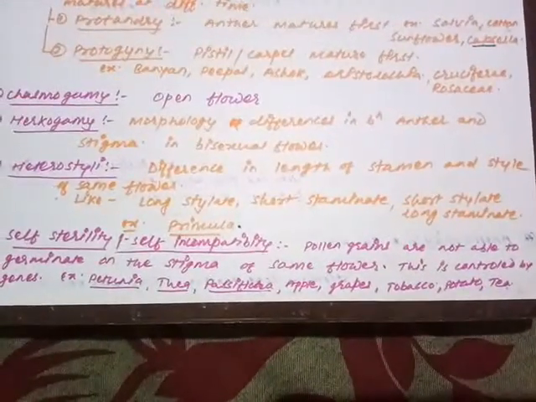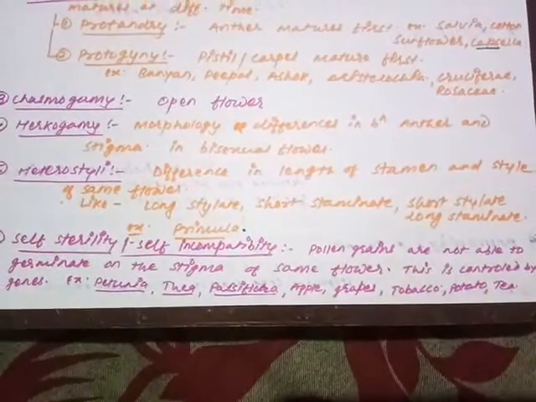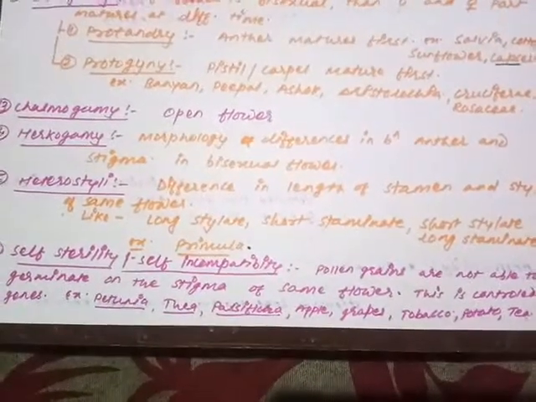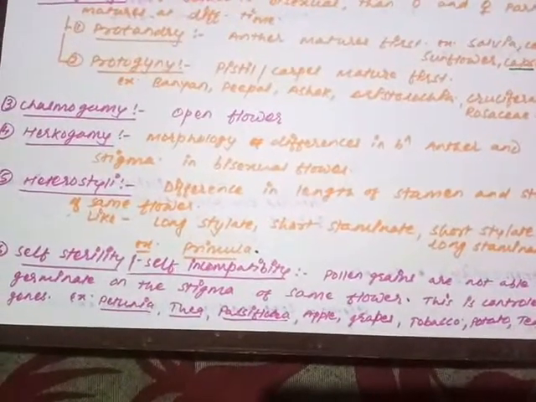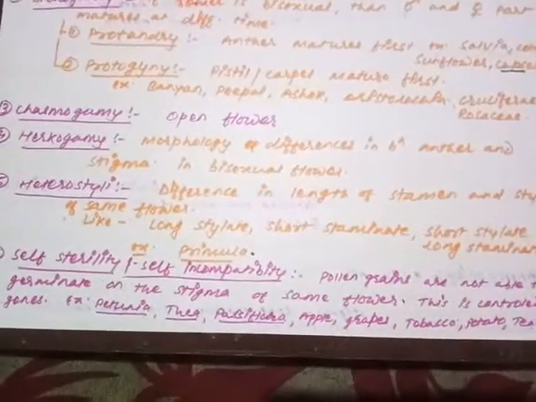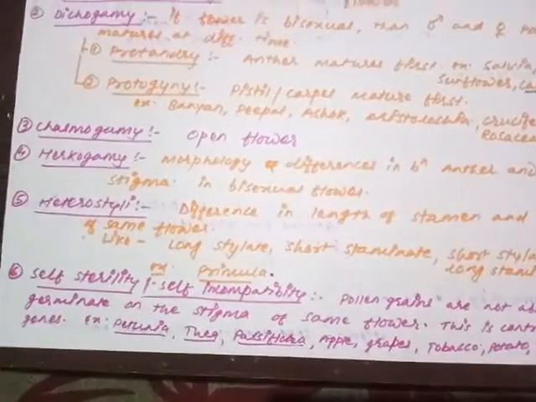During the avoidance of self pollination, if the pollen grain from the same flower falls on the same flower, the flower develops a kind of mechanism that refuses the germination of the same pollen grain. Are you getting my point? So pollen grains are not able to germinate on the stigma of the same flower. They are not able to germinate.